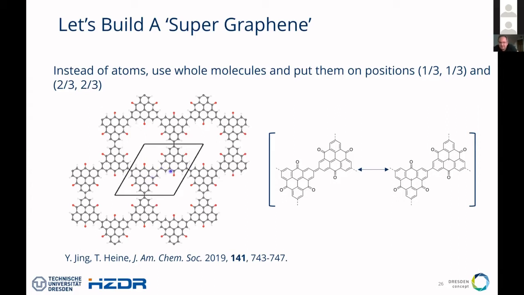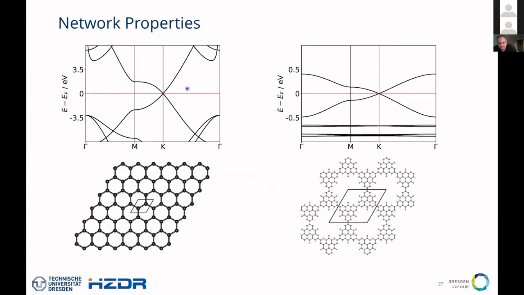Now the question is, what would be the property of the electronic structure of this polymer? And there we go, okay? This is graphene, and this is our polymer. And you can see very easily, okay, that looks the same, right? That means we can now create the band structure of graphene with a polymer.